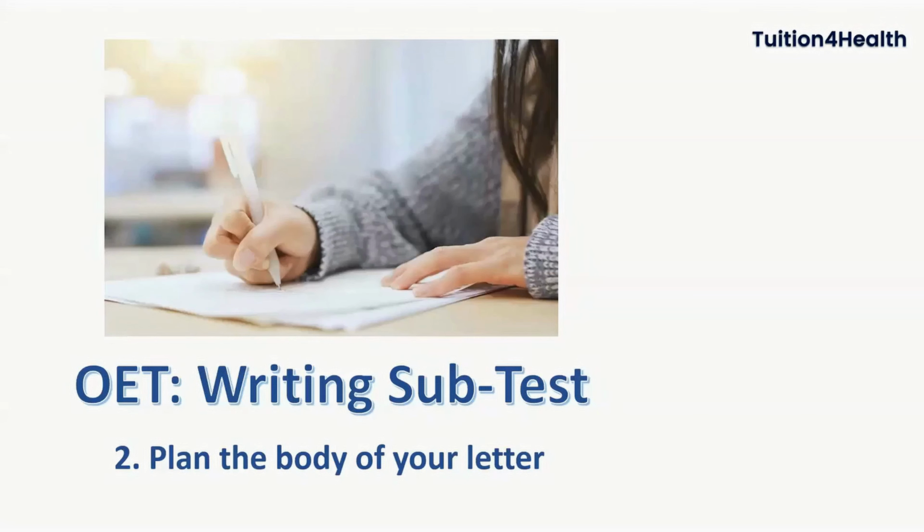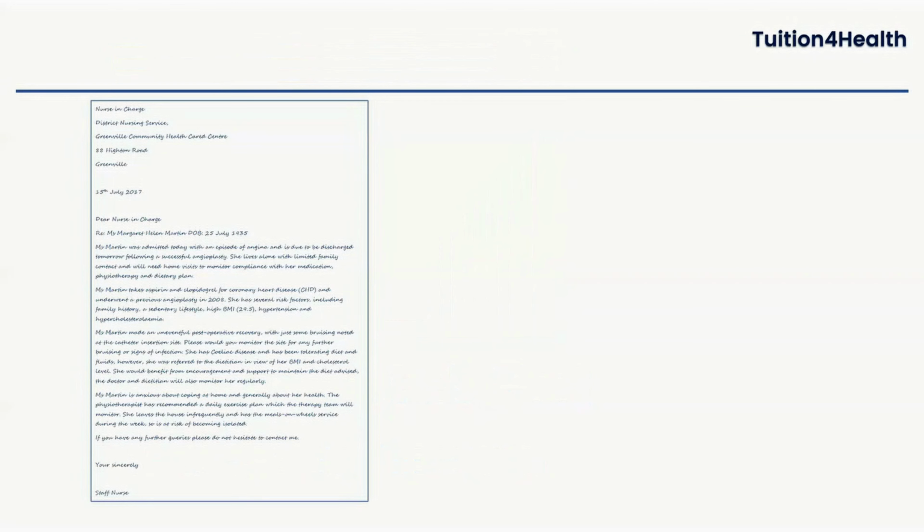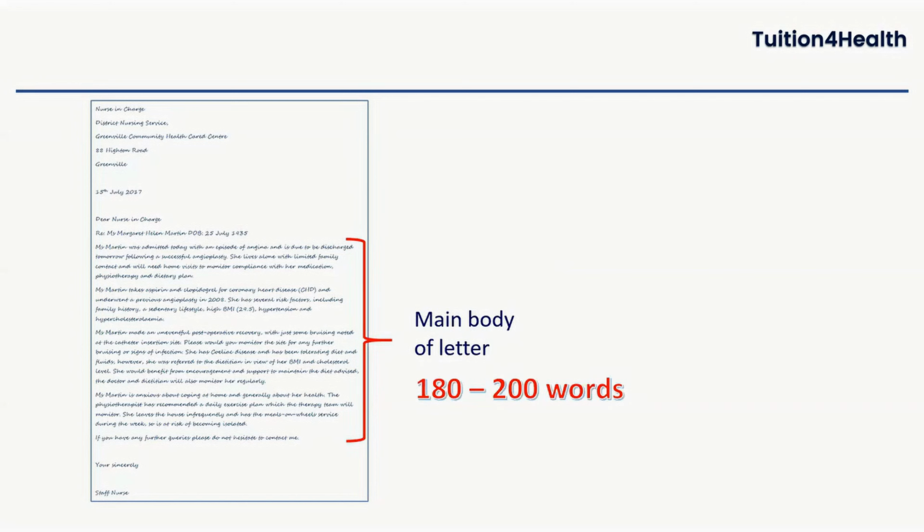This lesson will show you how to plan and write the main body of the letter, the part that needs to be about 180 to 200 words. When you plan a clear letter in a logical order, stick to the relevant facts with no irrelevant information, and use neat joining words and correct grammar, the main body of your letter will naturally be about 180 to 200 words. But if your letter is slightly over or slightly under, don't panic.